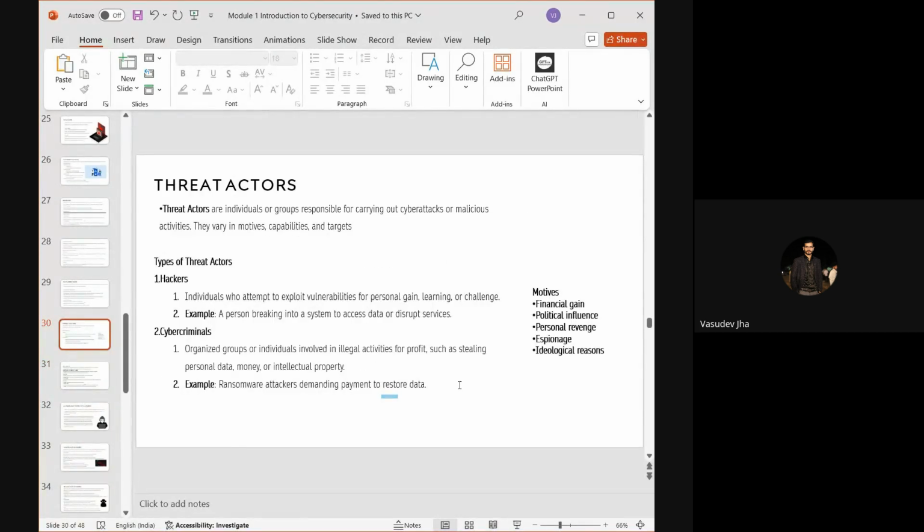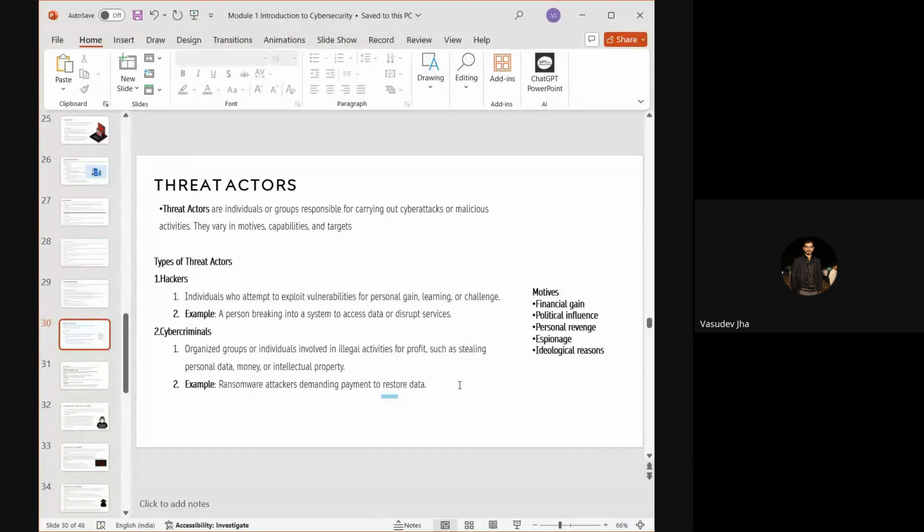Now we have threat actor, which is important in cybersecurity. Threat actors are individuals or groups responsible for carrying out a cyber attack or malicious activity. They vary in motive, capabilities, and target. In threat actors, we need to understand that first, these are nothing but the malicious or unethical hackers, or a specific process or anything from which a cyber attack can be carried out.